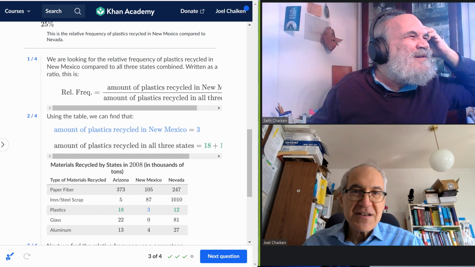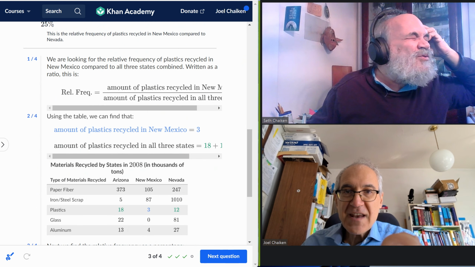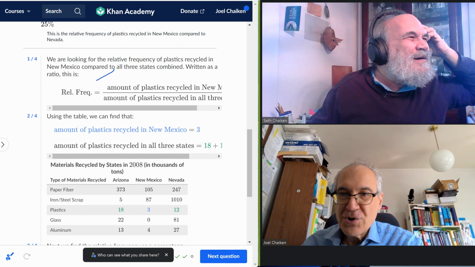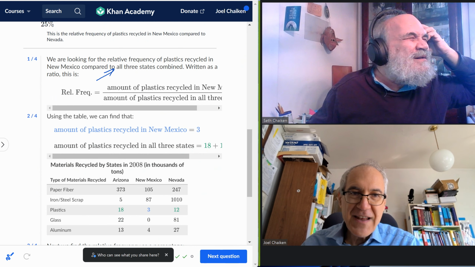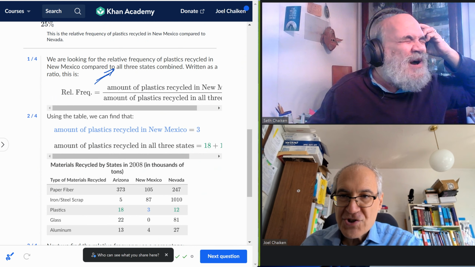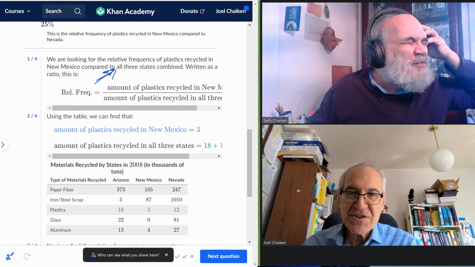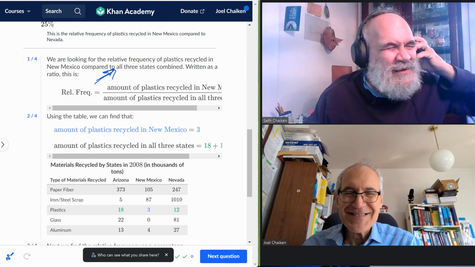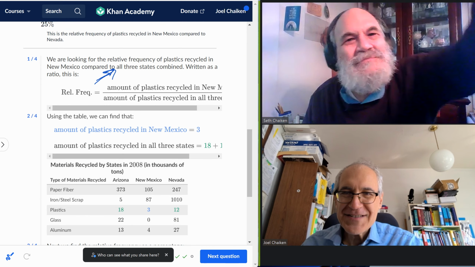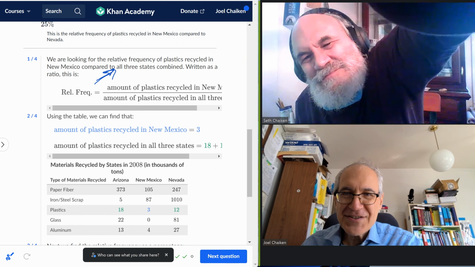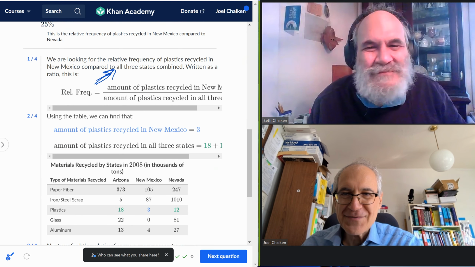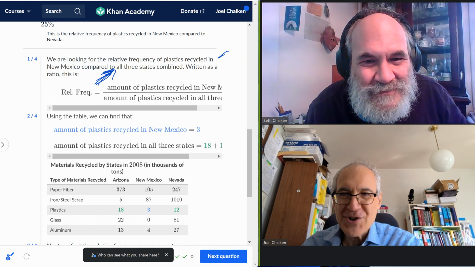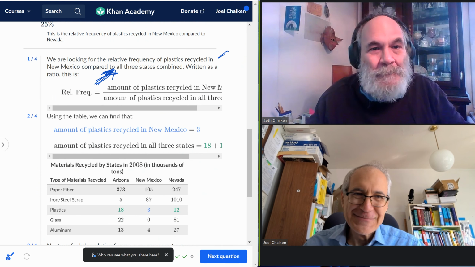Look at us. It is a "compared to." Look at that. Compared to. So they changed it on us, right? The answer had a "compared to." What is the relative frequency of plastics in New Mexico compared to? They changed it. Yeah.